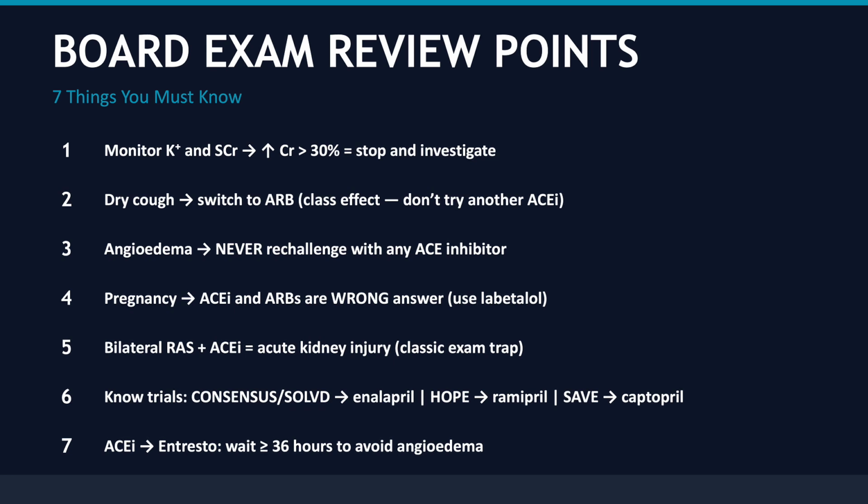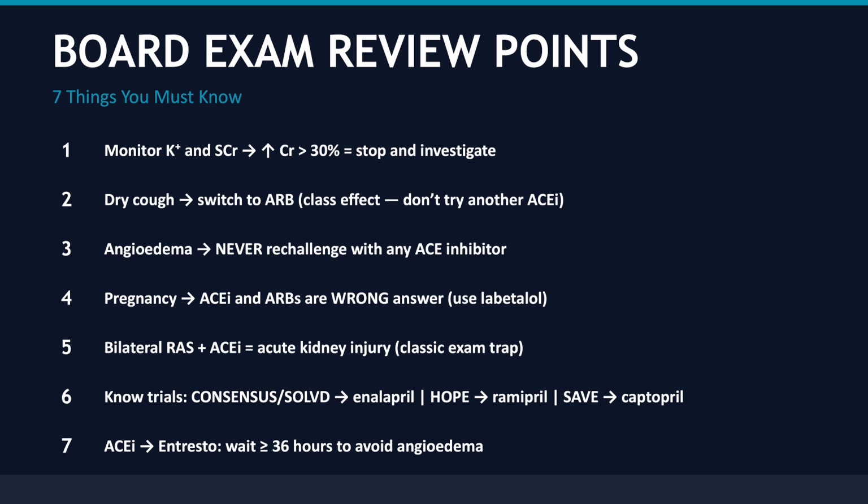2. Dry cough means switch to an ARB. If a patient on an ACE inhibitor develops a persistent dry cough, the standard move is to switch to an ARB, which does not affect bradykinin metabolism. Do not switch to a different ACE inhibitor. This is a class-wide effect.